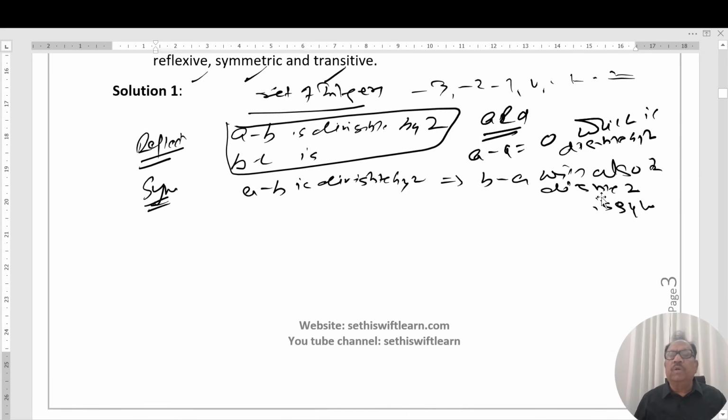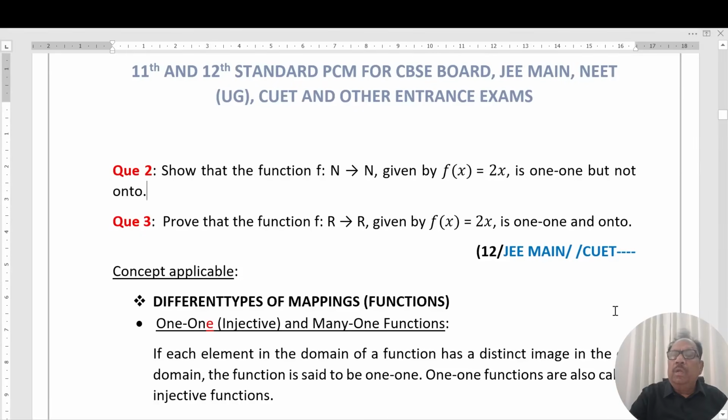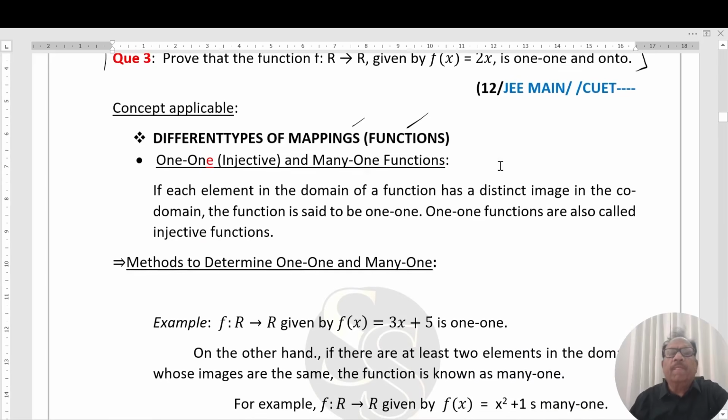Now I will start the next question, on one-to-one, onto and into functions, right? Let's start it. Now, the next topic I am going to discuss is different types of mappings, or you can say functions. There are 2 questions. Show that the function N to N given by f(x) equal to x is one-one but not onto. And second, prove that the function R to R given by f(x) equal to x is one-one and onto. Before starting the solution of these 2 questions, let's clear the very basic concepts, right?